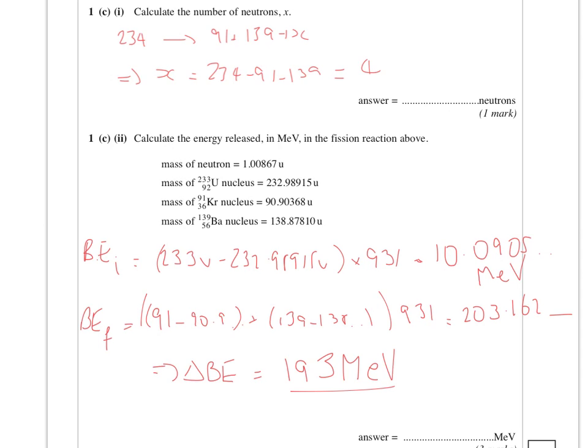Neutrons don't have any binding energy because they're not bound to anything. So be very careful with this question. What they've done in the mark scheme is ridiculous and doesn't make any sense, so be very careful.